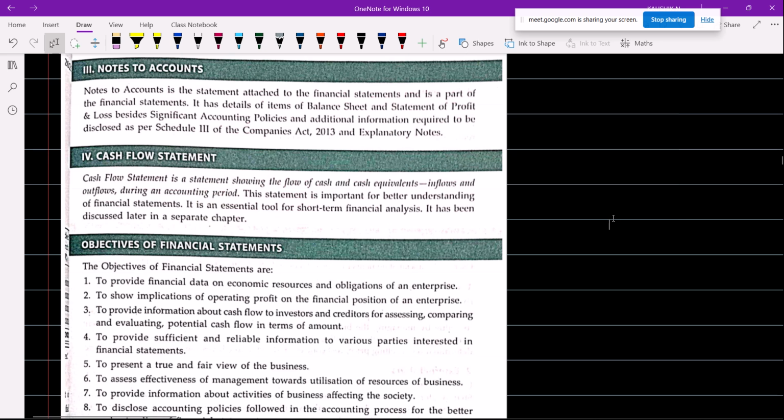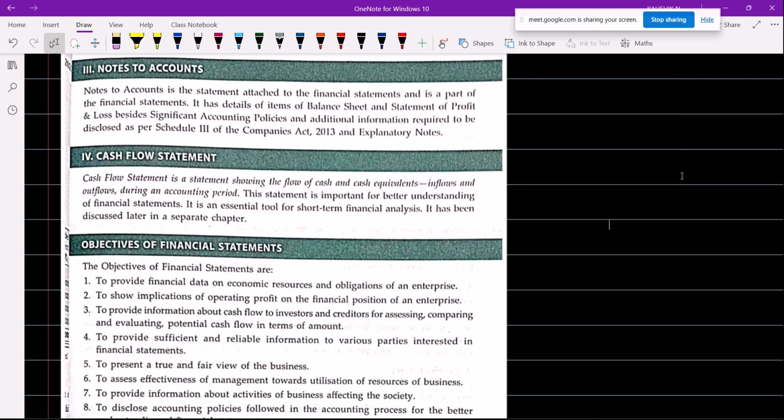Right? So today we are going to start with a new concept, that is we are going to learn the other financial statements, that is notes to accounts and cash flow statement. In the previous class we started with the balance sheet and statement of P&L, and in today's class we are going to learn something called notes to account and CFS, cash flow statement.